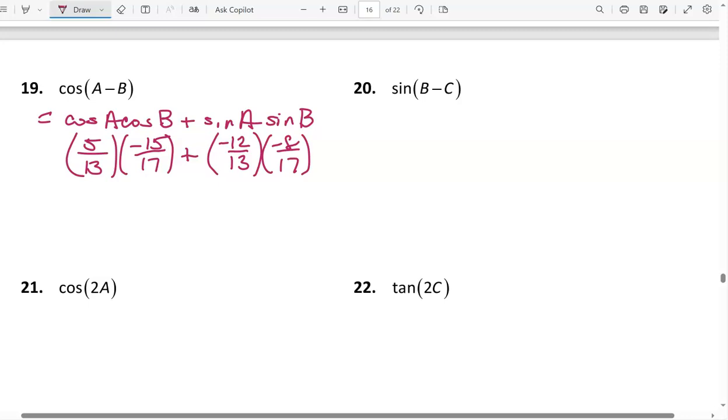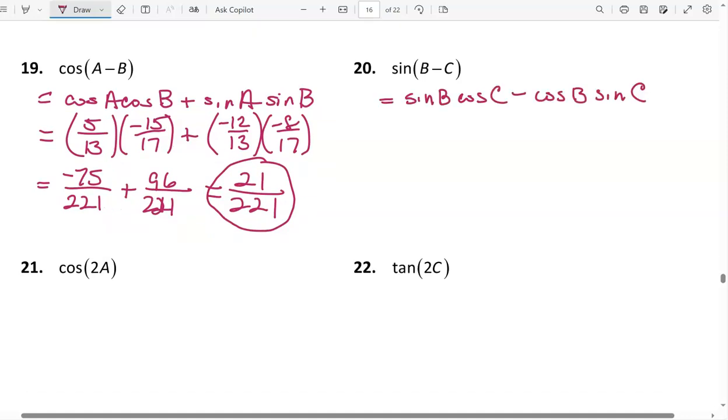Now I just need to perform the multiplications here, and that would be 75/221, and that's a negative, and our next multiplication gives us 96/221, and that's positive. Adding those together, that gives us 21/221.